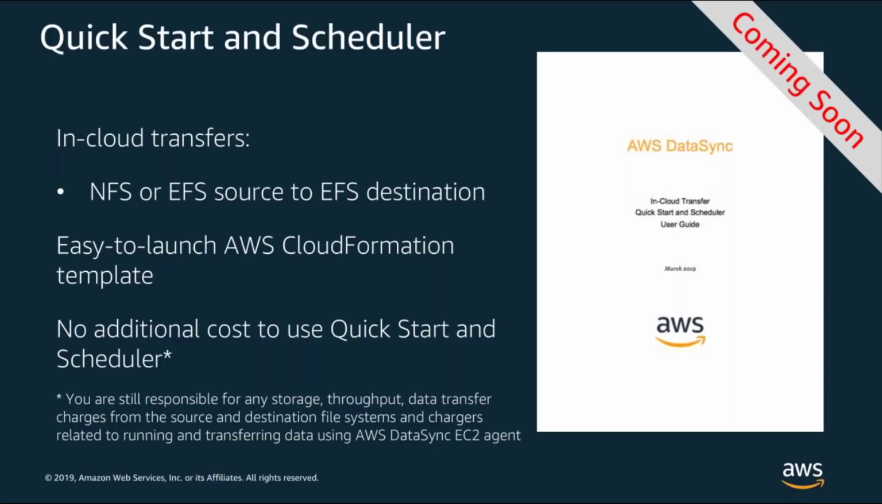The first version of this quick start and scheduler supports transferring from an in-cloud NFS source, either NFS on EC2 or EFS, to an EFS file system. There is no additional cost to use the quick start and scheduler, but you're still responsible for any compute, storage, or data transfer charges that it creates. To give you a glimpse of what the quick start looks like, let's take a look at a diagram.